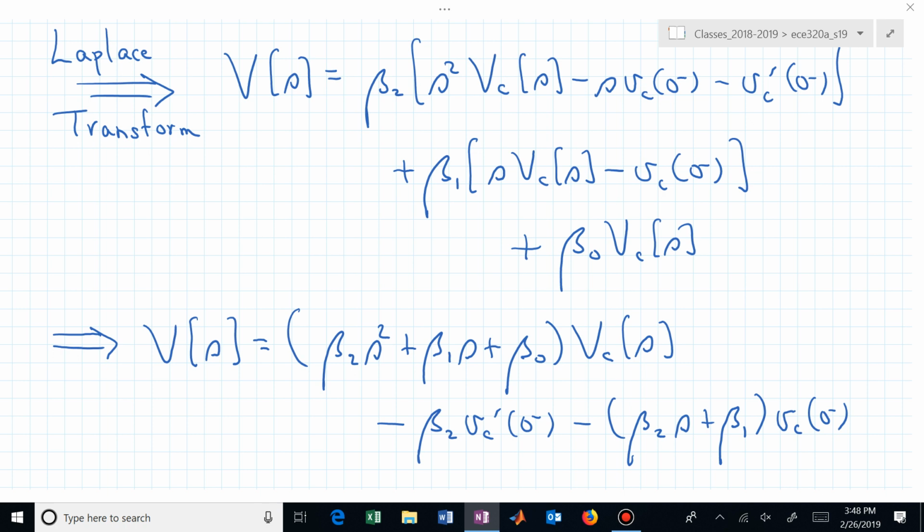We have beta 2 s squared, beta 1 s, and beta sub 0, all scaling V sub c of s. And you would expect that if we had a second order differential equation, you would expect to maybe have a second order polynomial in s. And that's now weighting this yet to be determined Laplace transformed quantity for the output voltage V sub c of t. And then we have initial condition terms.